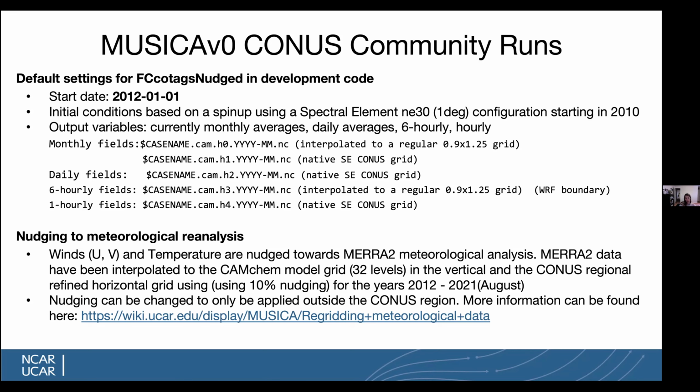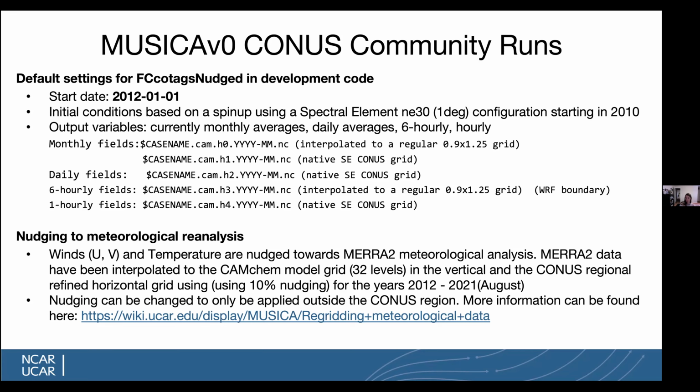In terms of nudging, as I said, or maybe I haven't said it, the model is producing its own meteorology. It runs the physics and always produces its own meteorology. But if we want to get a situation where we can compare to aircraft campaigns, we want to be as close to observed winds as possible. So we are nudging our winds and temperatures. And here we are using the MERRA meteorological analysis.